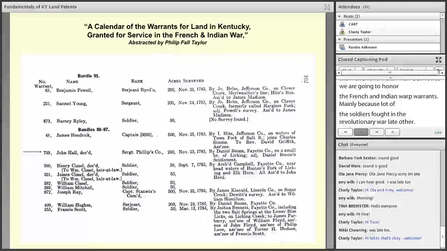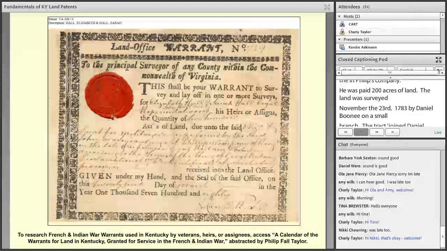One of the books that I enjoy working with in the land office is A Calendar of the Warrants for Land in Kentucky Granted for Service in the French and Indian War, abstracted by Philip Fall Taylor. We're going down the list and we're going to see that warrant number 759 was issued to John Hall, deceased, because he was a sergeant in Phillips' Company. He was paid 200 acres of land. The land was surveyed November the 23rd, 1783, by Daniel Boone, Fayette County, on a small branch of Licking, and the tract adjoined Daniel Boone's settlement. What in the world is a settlement? We may find that out today.